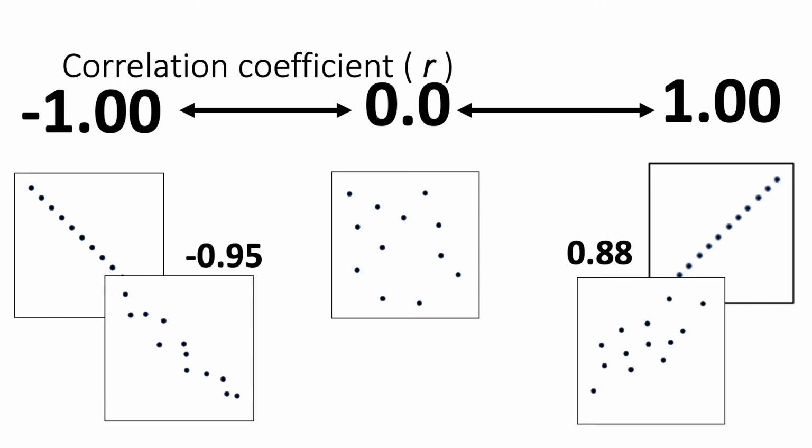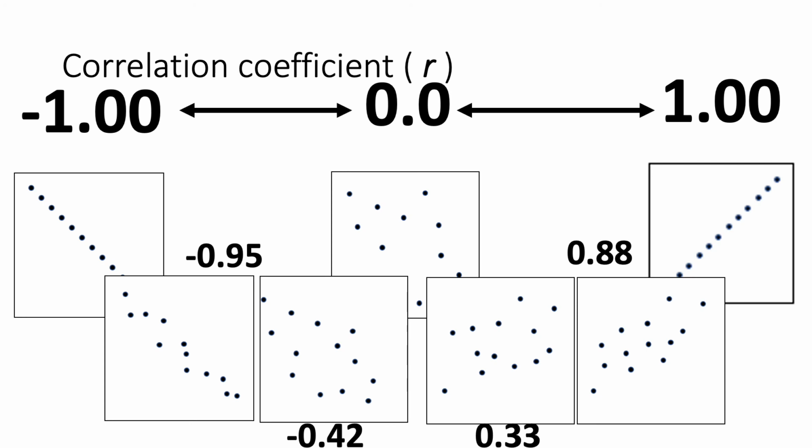Now, these two are both really quite strong relationships. Notice where the data points fall. In the one on the left, which is an inverse relationship, that's still a very strong relationship, and it's negative 0.95. The one on the right is also a very strong relationship, and it's positive or direct, and that one is 0.88.